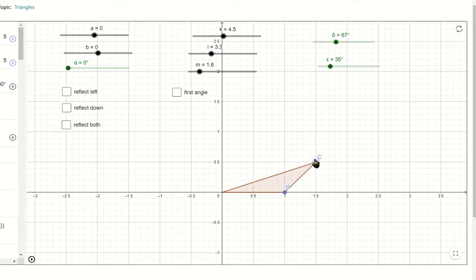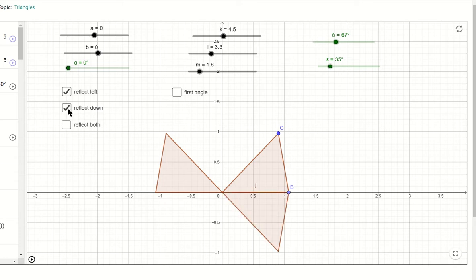Okay, here's a triangle that I can create by moving these 2 points around. Now by pushing this button, I can reflect it to the left. This button allows me to reflect it down. Notice that we've got the exact same triangle despite these reflections. Now I can create one that is reflected about both axes.